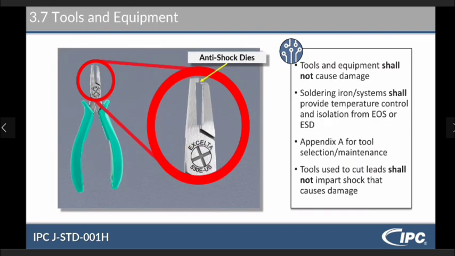Tools and equipment shall not cause damage. I would hope that would be kind of obvious. Okay. Soldering irons and systems shall provide temperature control and isolation from electric shock or thermal shock.